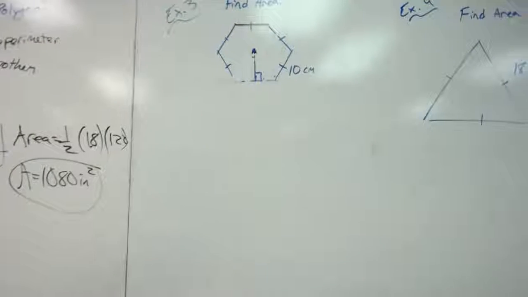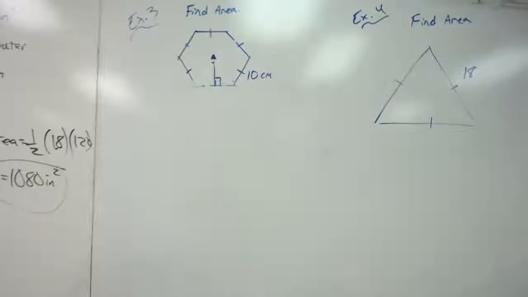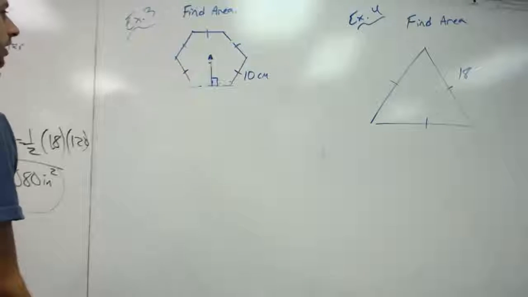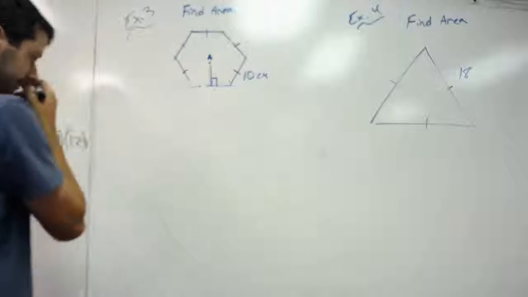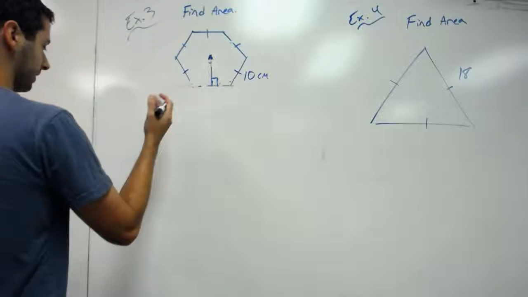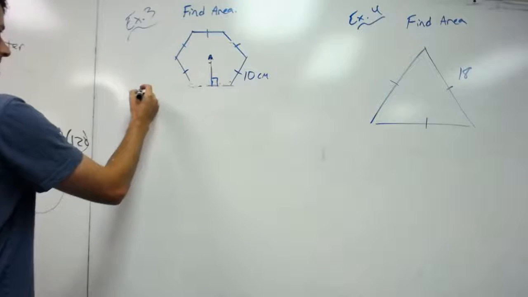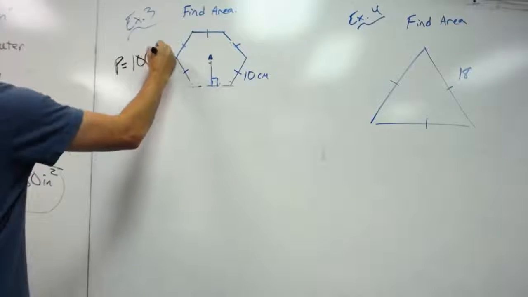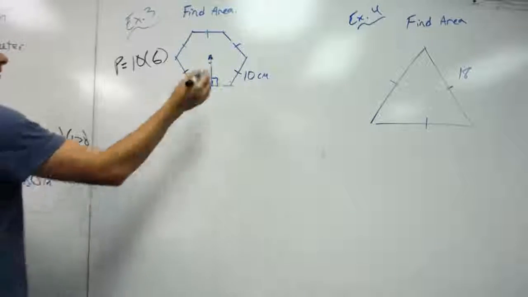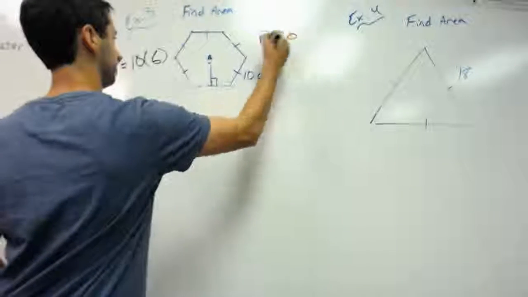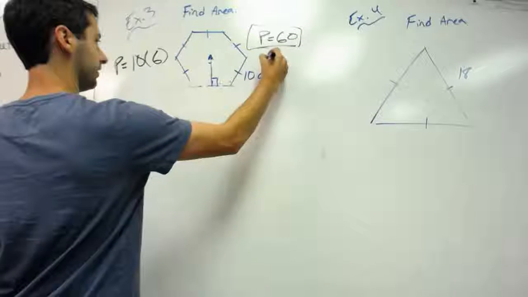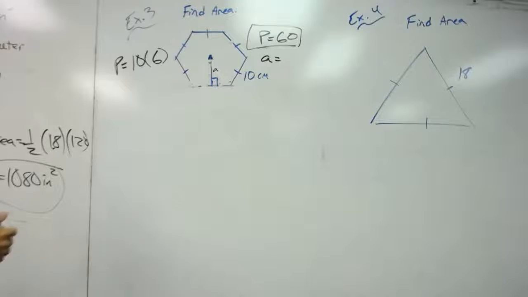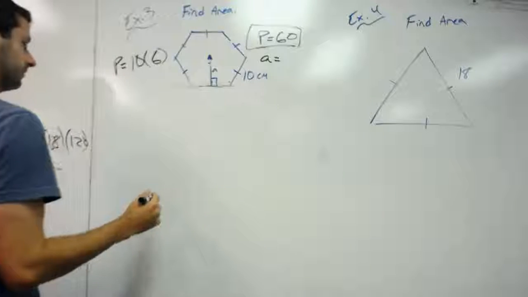But let's look at example 3, where it gets a little bit trickier. It says find the apothem of this regular hexagon. Okay, well, we look at what we know. We have a side length of 10 centimeters. If we know one side, and it's a regular polygon, then we can figure out the perimeter. Perimeter would be 10 times the number of sides. Number of sides is 6. So perimeter equals 60. So that's part of it. Now we need to find the apothem. Well, here's our apothem. Now, how do we find that if it hasn't given it to us?